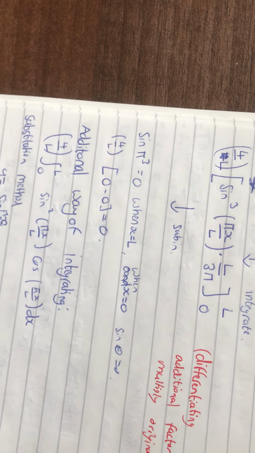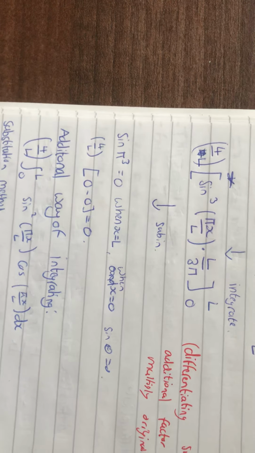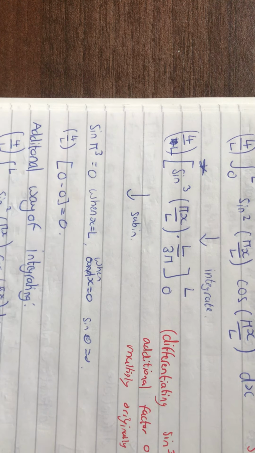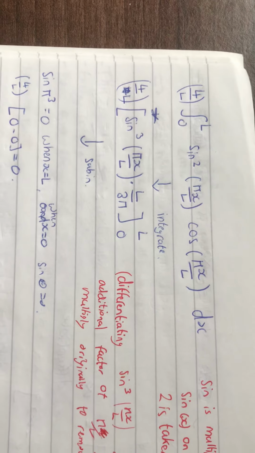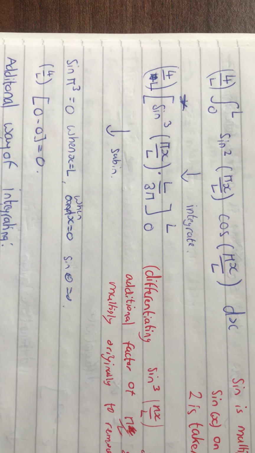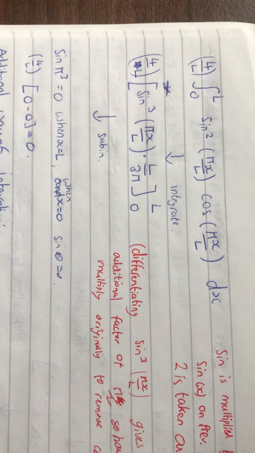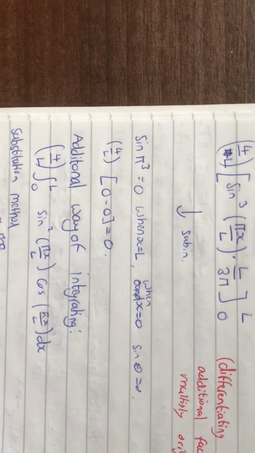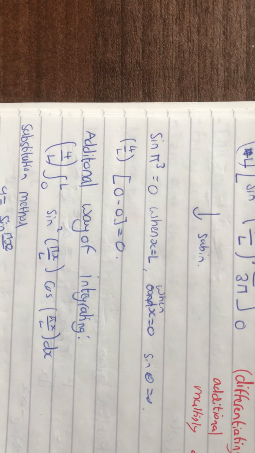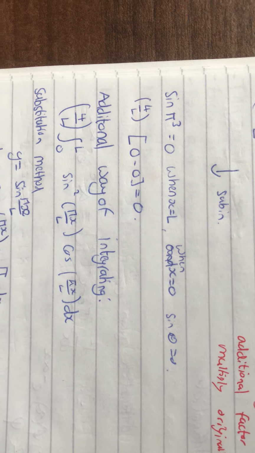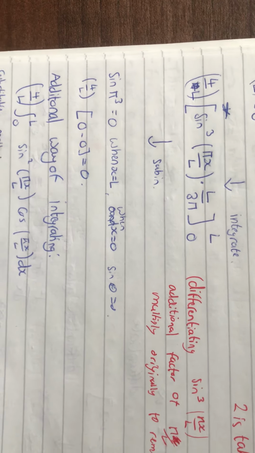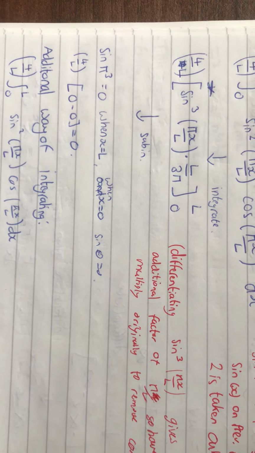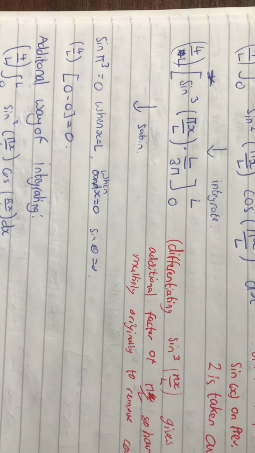Anyway, since sine cubed pi equals 0 when x equals L, and when x equals 0, sine 0 will equal 0, we can say that 4 over L is equal to 0 minus 0, and that's it, it equals 0 essentially, which shows that they're orthogonal, which is what we were looking for at the start.